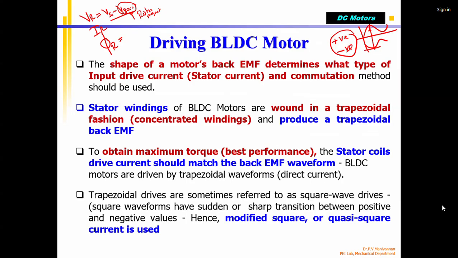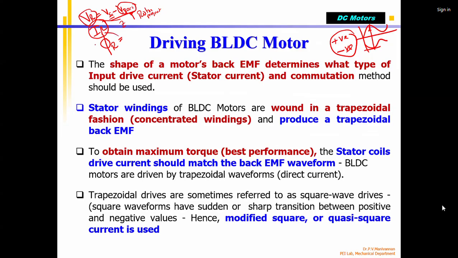This is VA, the supply voltage. Supply voltage minus back EMF divided by Z will be the current flowing to the coil. Correct? So this is called the resultant voltage. Supply voltage minus back EMF is the resultant voltage, and this voltage divided by Z will be the resultant current.